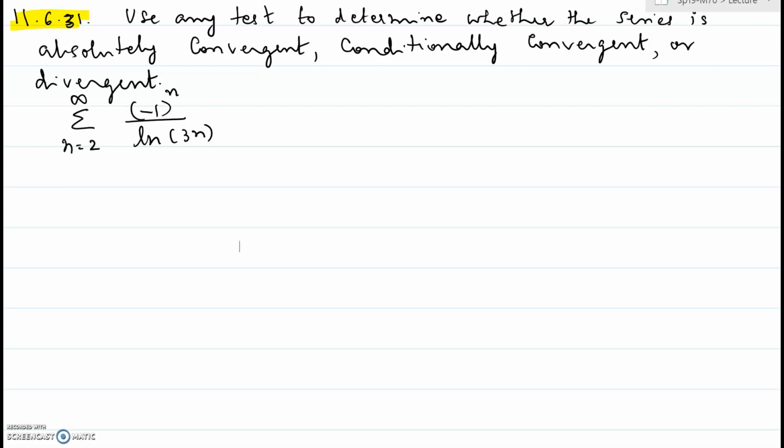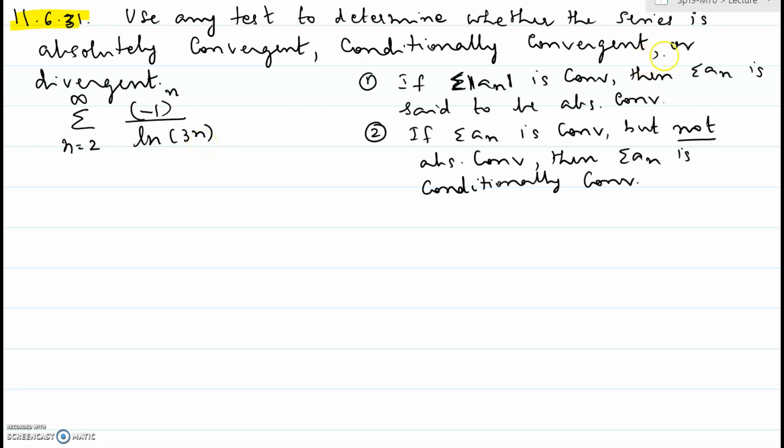Hi, in this video, I will be showing you problem number 31 of chapter 11, section 6. Use any test to determine whether the series is absolutely convergent or conditionally convergent or divergent. Sigma, n varying from 2 through infinity, negative 1 to the exponent n, over ln of 3n.